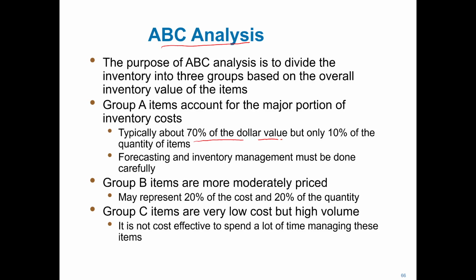Group B items are more moderately priced, and may represent 20% of the cost and 20% of the quantity. For this kind of group, maybe we can think about whether to have inventory control or not, depending on how much cost is involved there. And group C items are very low cost but high volume, so it is not cost effective to spend a lot of time managing these items.